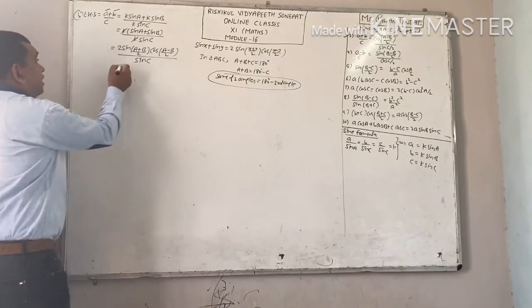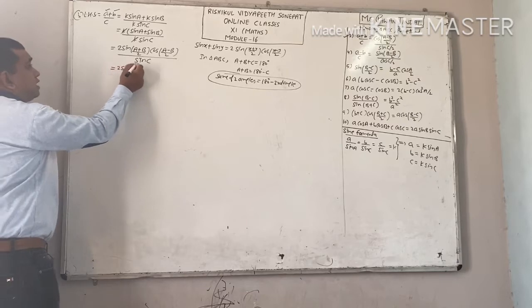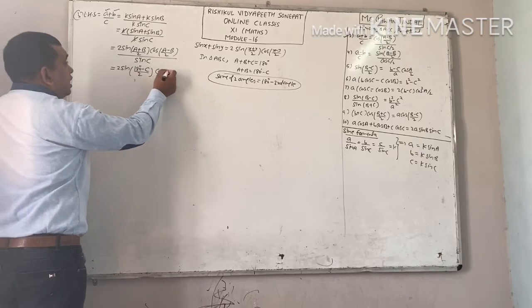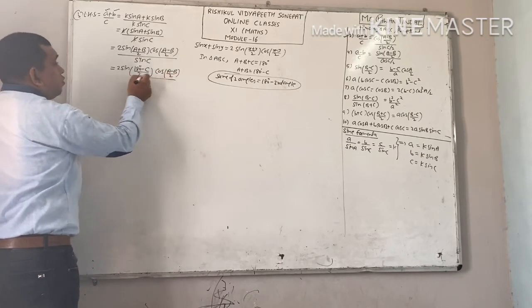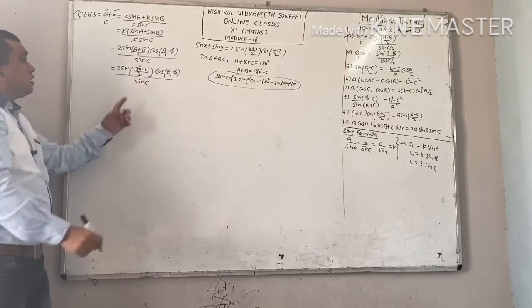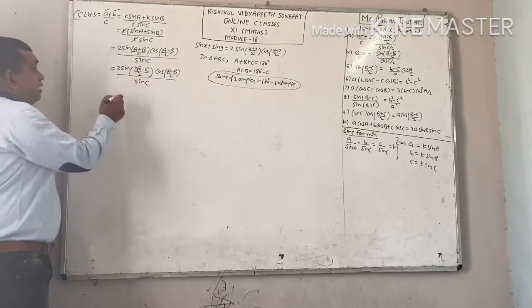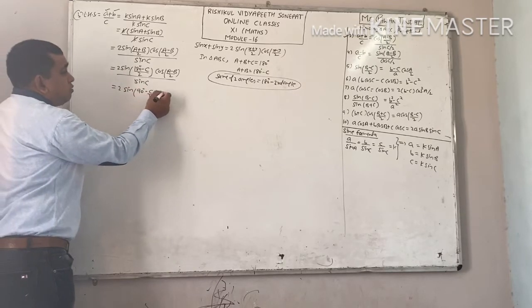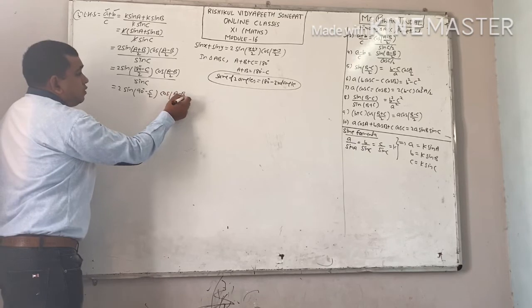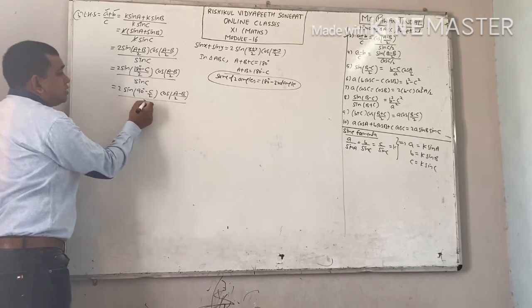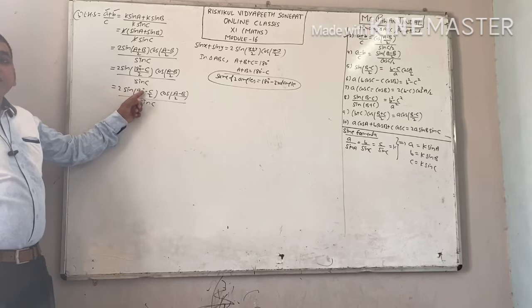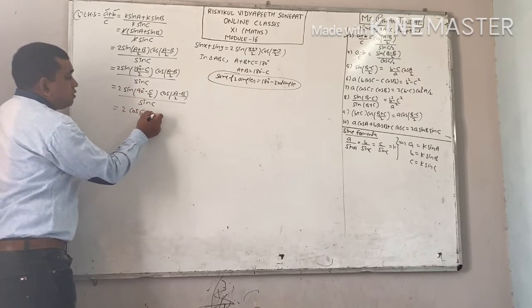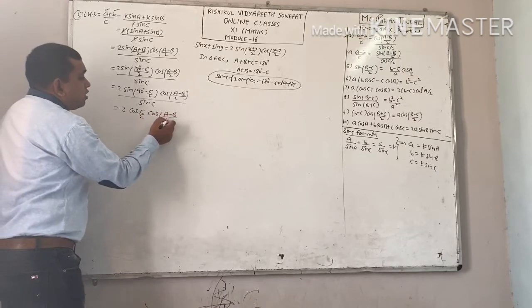Right? Now, write down 2 sine((180 degree minus c) by 2) cos((a minus b) by 2) upon sine c. Now see here, 180 by 2 is 90, so 2 sine(90 minus c by 2) cos((a minus b) by 2) upon sine c. This is sine(90 minus theta), and sine(90 minus theta), you know very well, is equal to cos theta, so cos(c by 2).